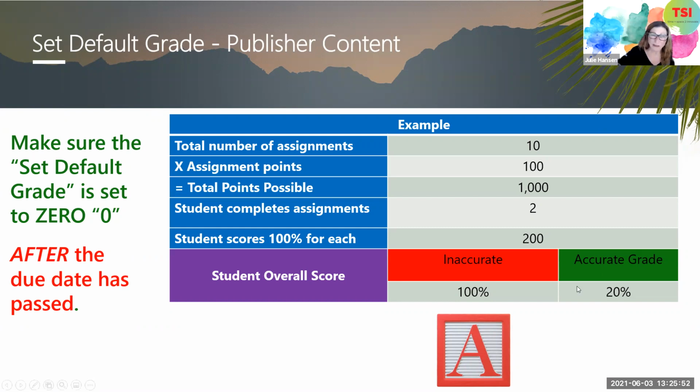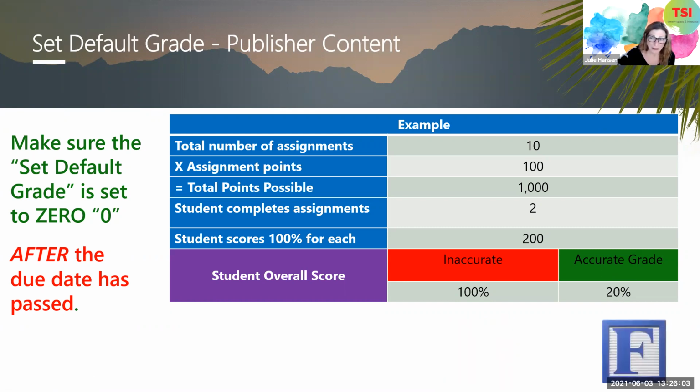So what you really have to do is set the default grade to 0, and then the accurate grade for this student will actually be 20%, which really means instead of getting an A, they're getting an F because they only completed 2 out of the 10 assignments. So they have 200 out of 1,000 points, or 20%, right? So they're not doing so great. So they'll see that they have an F. But they won't see this. They'll see they have an A if you haven't set that default grade to 0.